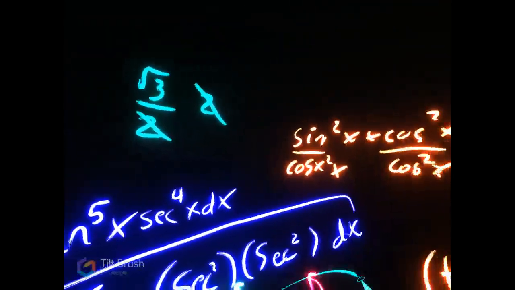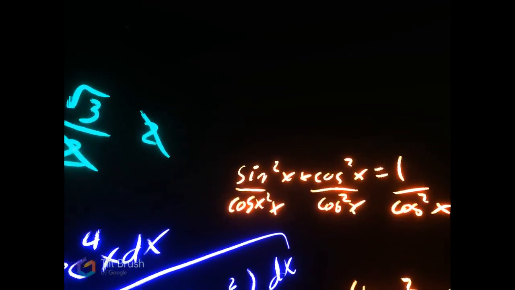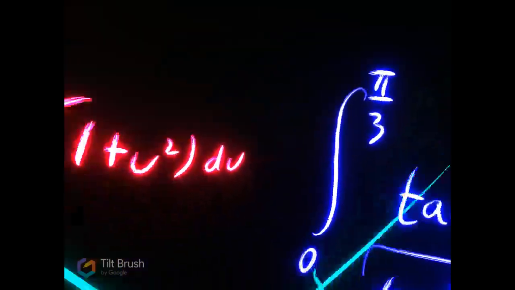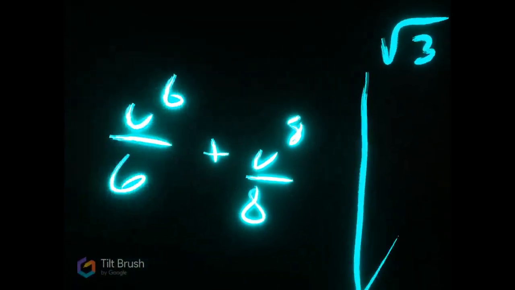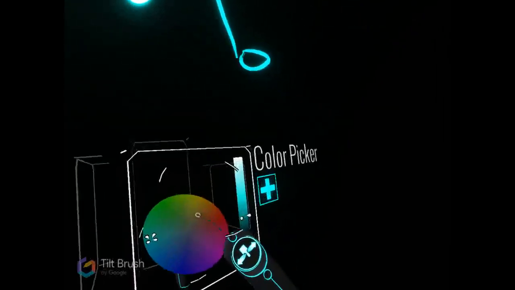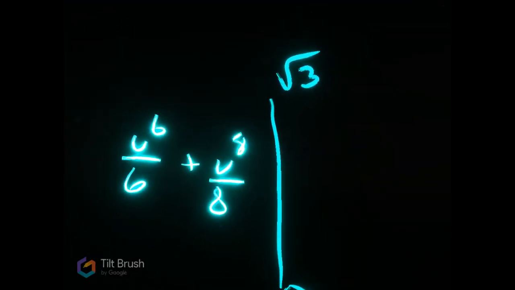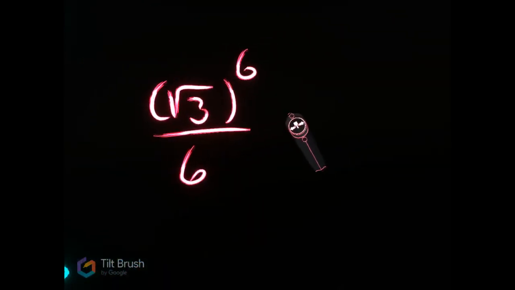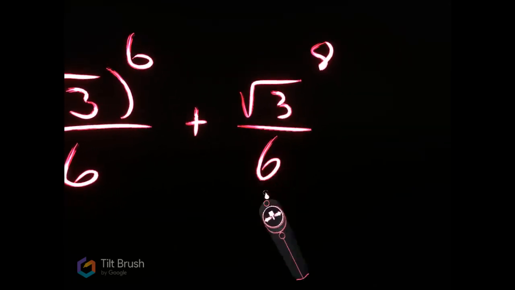I can't remember my cos of pi over 6 is root 3 over 2, so cos of pi over 3 is 1/2. Okay, yeah, so you have root 3 over 2 divided by 1/2, which is root 3. All right, so now you just plug them in. We get root 3 times root 3 to the 6 over 6 plus root 3 to the 8th over 8.